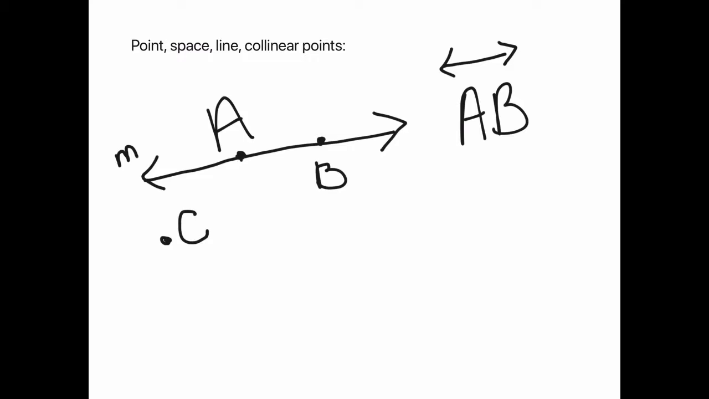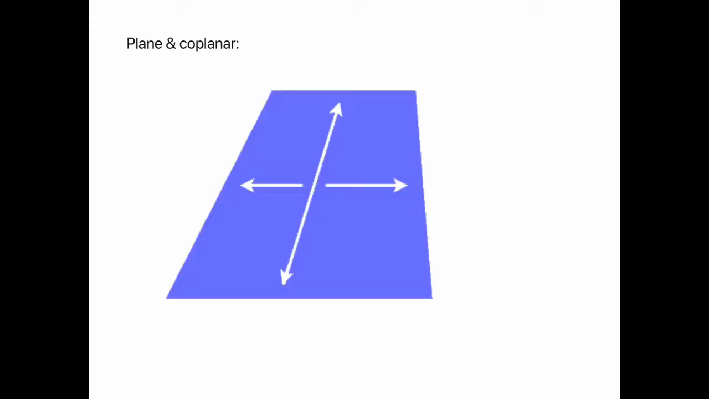Okay, so moving on now to plane and coplanar. Now, a plane in geometry is actually invisible. It's a flat surface that has no thickness. So it can contain all kinds of lines. It extends without end in all directions. So here is an example of a plane. Notice it goes in all directions here, and planes can go however you want.